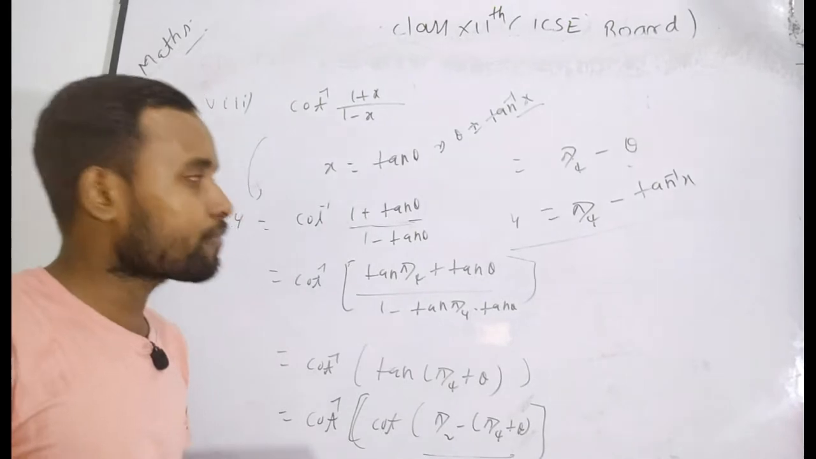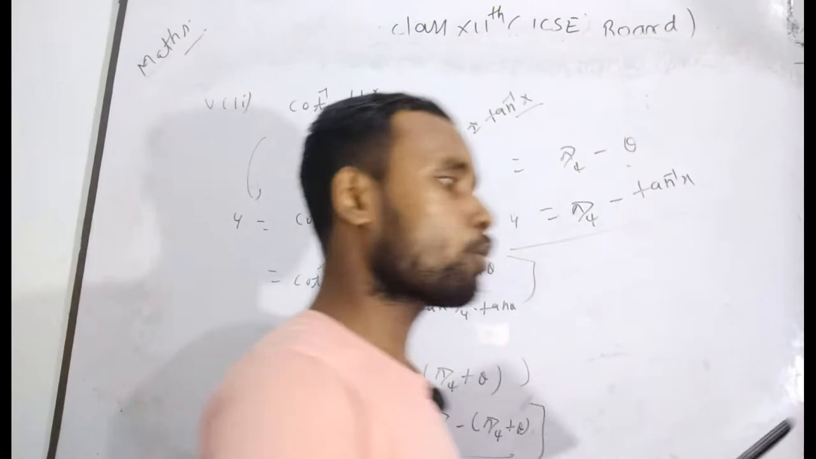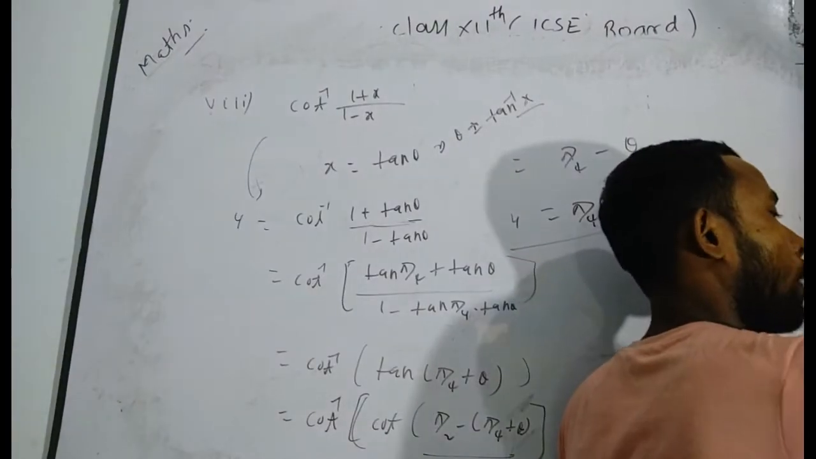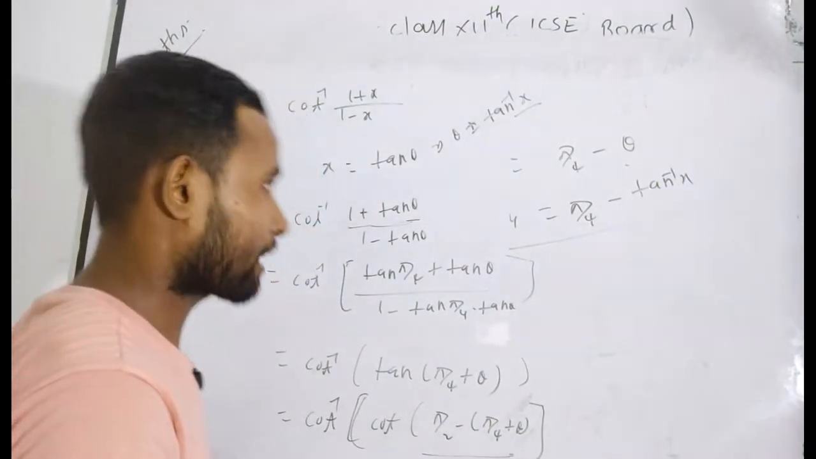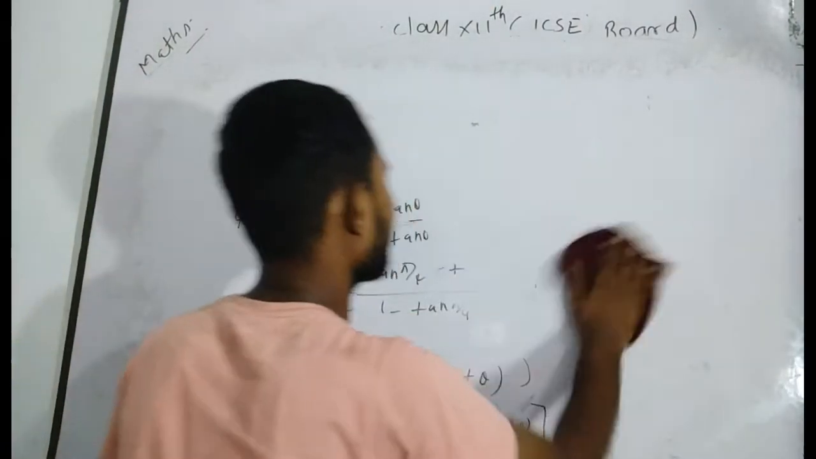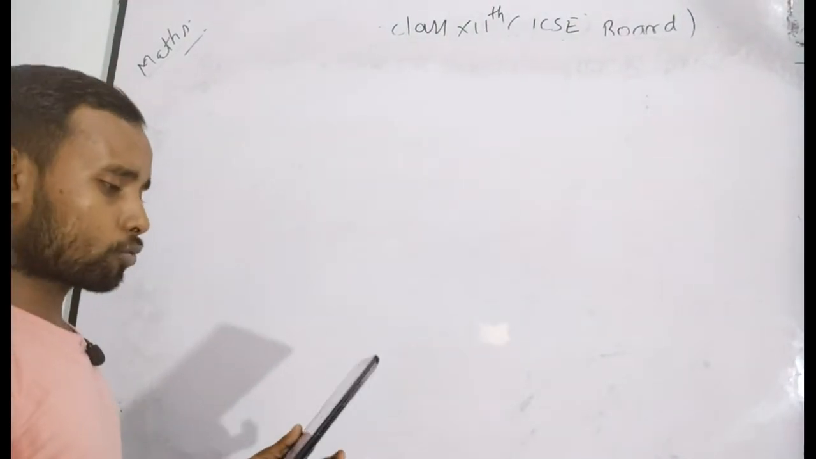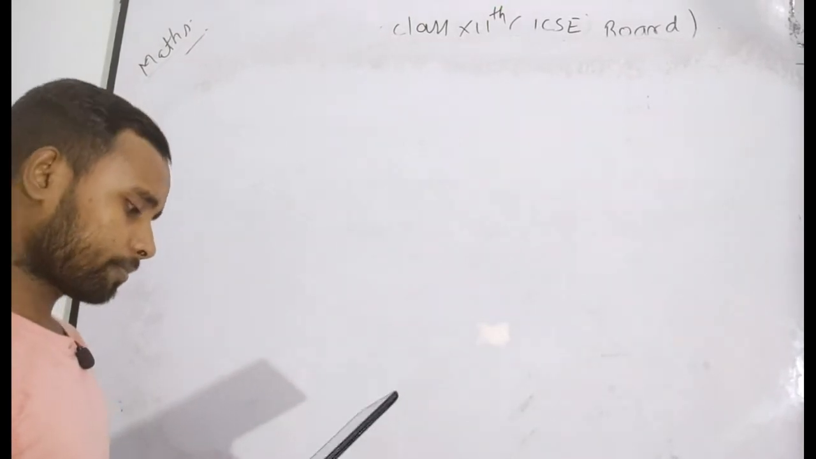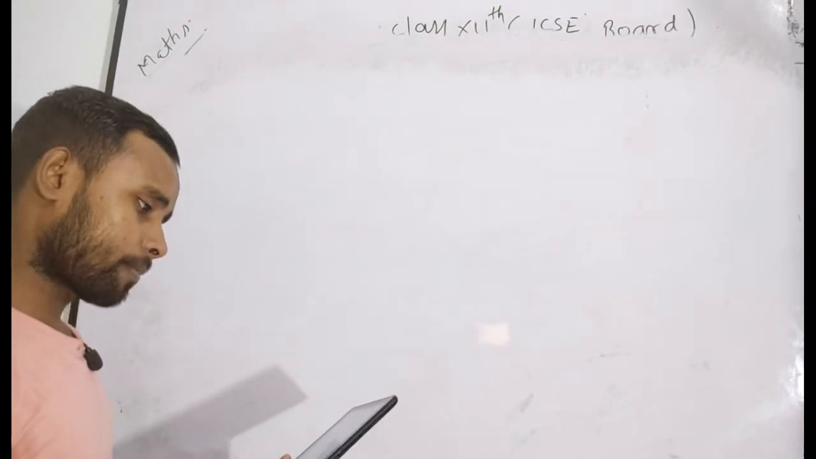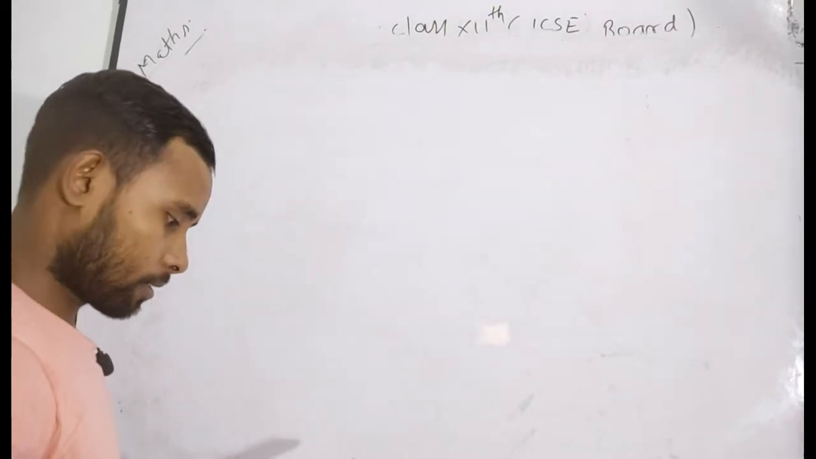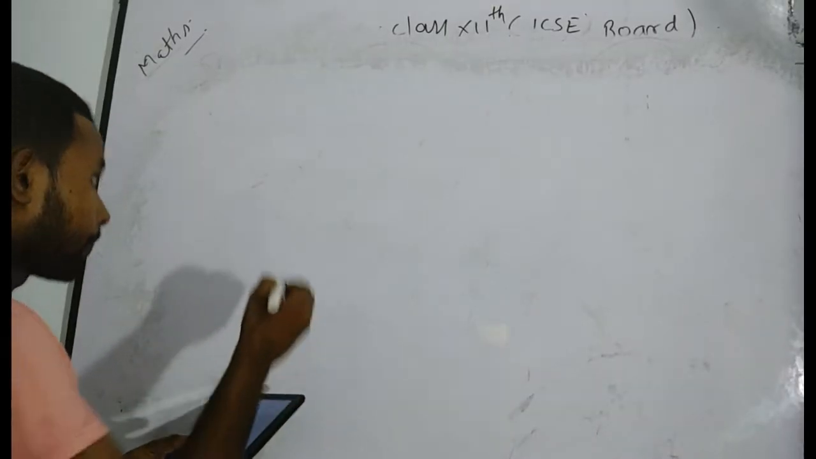After differentiating on both sides with respect to x, you will get simply minus 1 upon 1 plus x square. Why? Because the derivative of tan inverse x is equal to 1 upon 1 plus x square. I think you understand question 8. In a similar manner, see your next question, question 9.